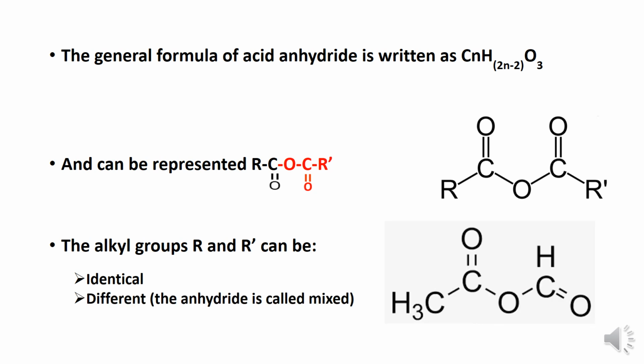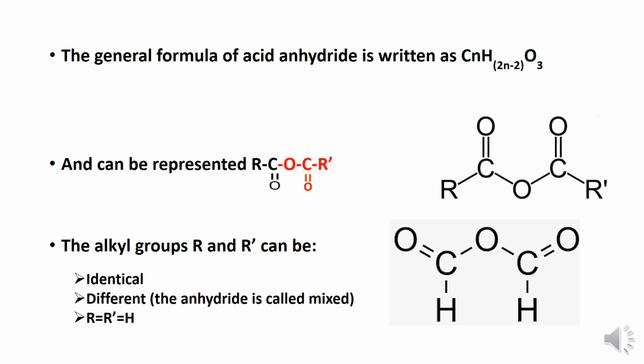Now, if the two are different, the anhydride is called mixed. And the example here, you have one R which is CH3, the other R is equal to H, to hydrogen atom. Now what about if R is equal to R prime equal to H? You have this molecule where the hydrogen is bonded to carbon and the other hydrogen also is bonded to the other carbon.